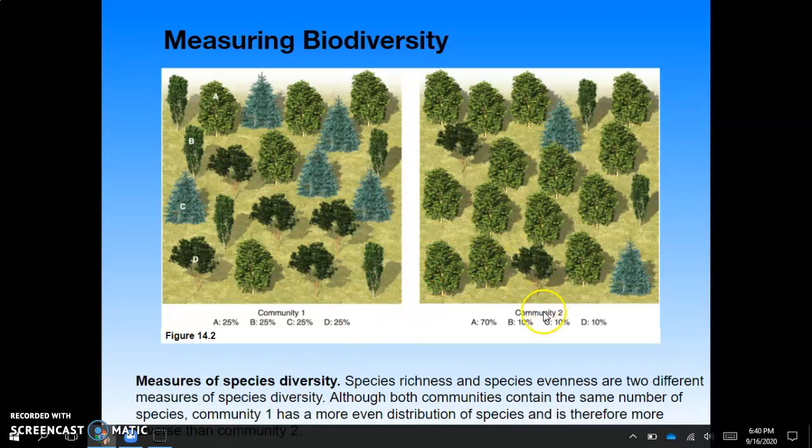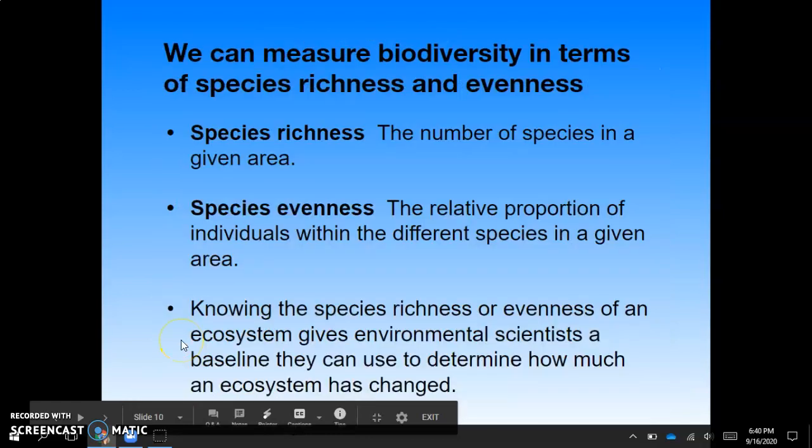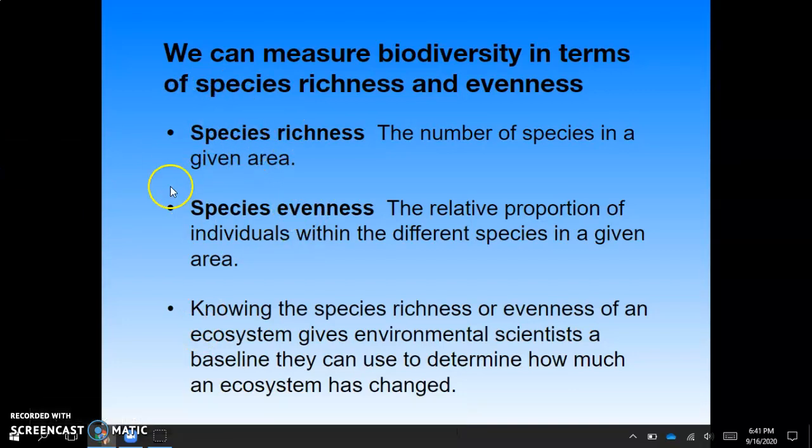So here in Community 2, we have the same species. So we've got the same number of different species, A, B, C, and D, but they're distributed differently. So we've got 70% A and then only 10% of the rest. So in this community here, if we go back and look, this community is rich in species and the species are even. So it's got a high number of species and a high number of species evenness.